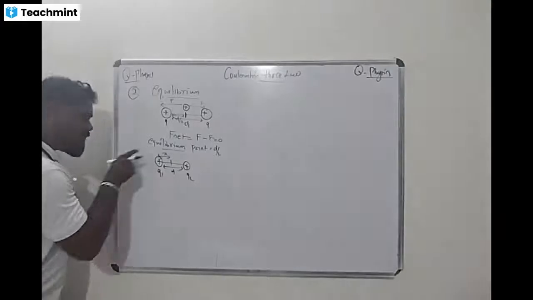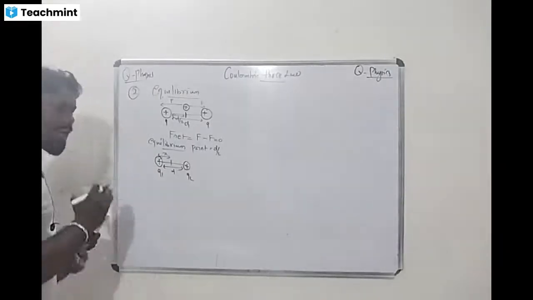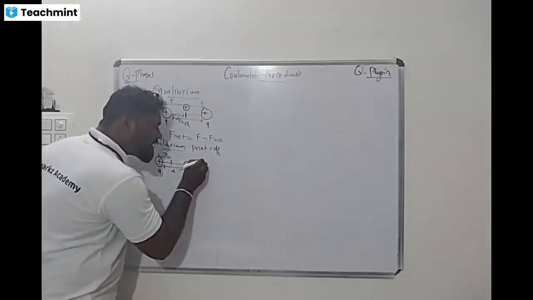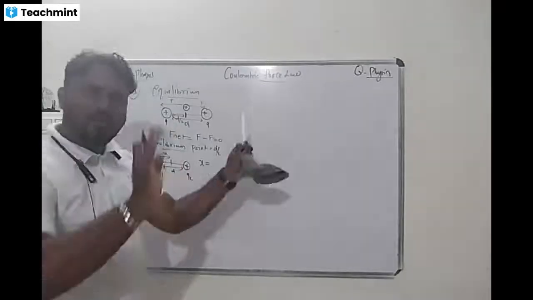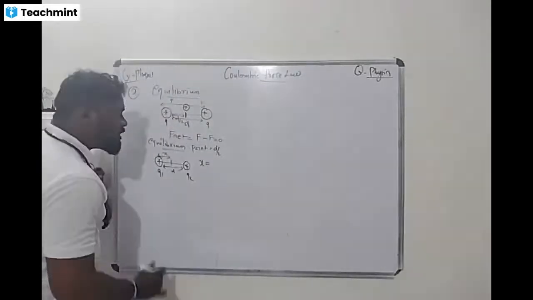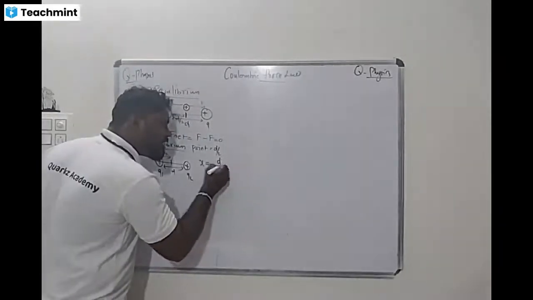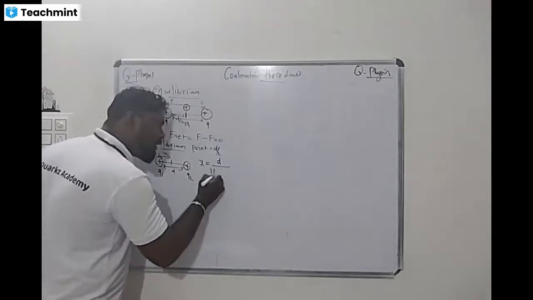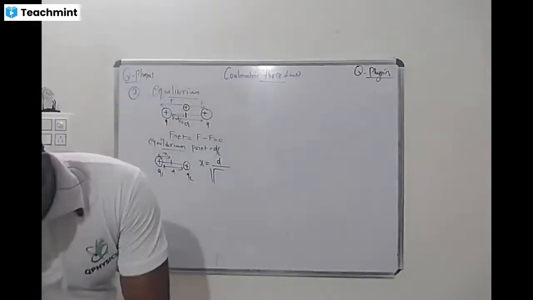Okay, so look here, we can calculate the equilibrium point. How can we calculate it? I will give the direct shortcut. The x is equal to the equilibrium point for any charge distribution. So what is the charge value? That is d divided by, this is a very important thing, root under. Okay, so d divided by root under. Understand this one?